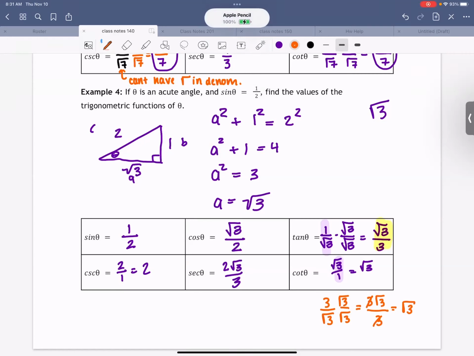All right. Any questions on example number 4? All right, then I was hoping to get started on something else today, but let's just do the quiz review.